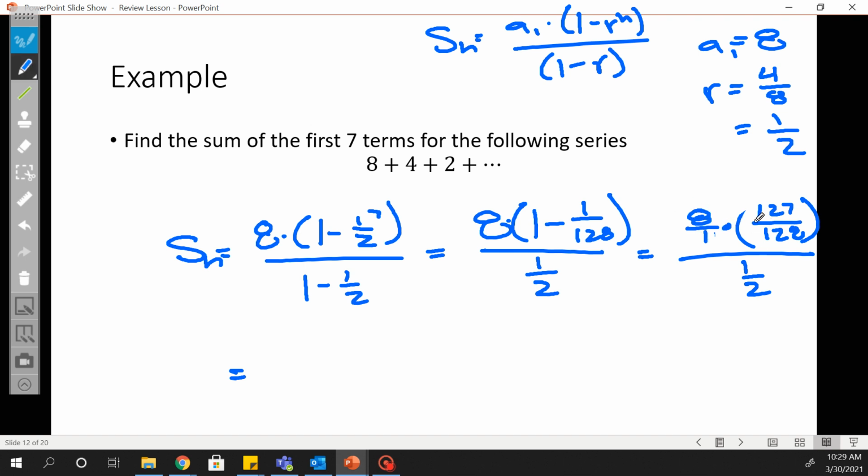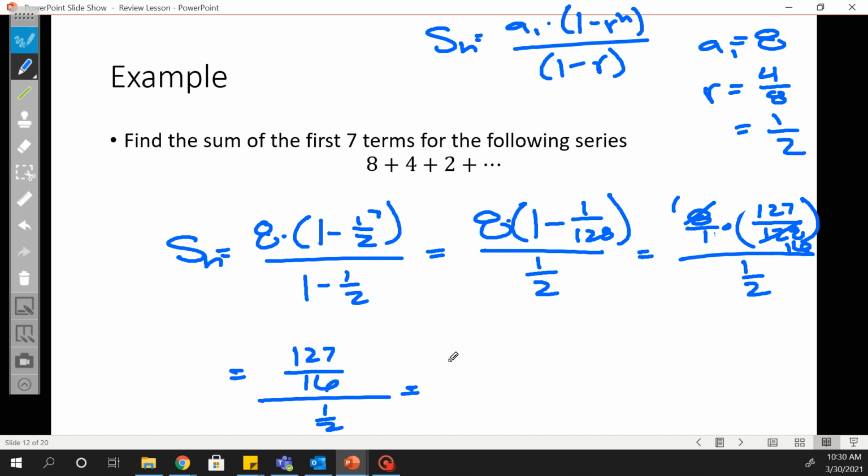Now 8 and 128 have a factor in common, because 8 actually goes into 128. Okay, so these have a factor in common. 8 goes into 8 one time, 8 goes into 128 16 times. So it's actually 1 over 1 times 127 over 16, which is 127 over 16. And that's over 1/2.